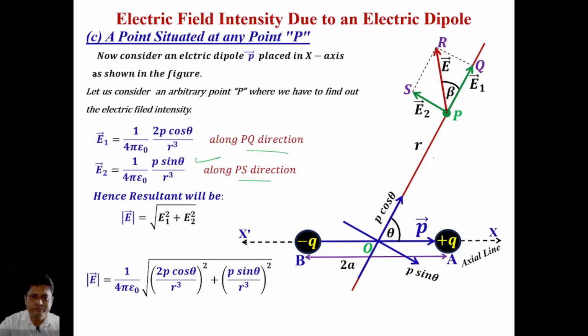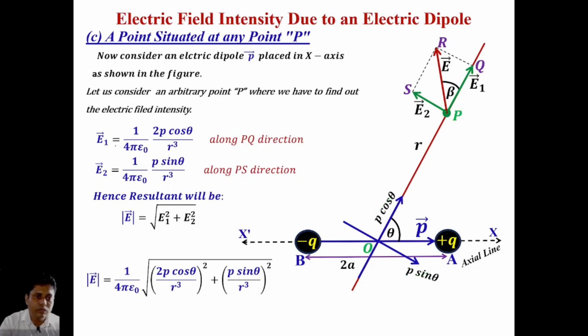Okay, and here the value of E2 will be p sin theta by rq along the PS direction, PQ direction. E1 is along the PQ direction. Now the resultant magnitude will obviously be the square root of E1 square plus E2 square, that means along the diagonal of this rectangle if we consider. So this PR will be the resultant or net electric field intensity at point P due to this dipole moment and this dipole moment.